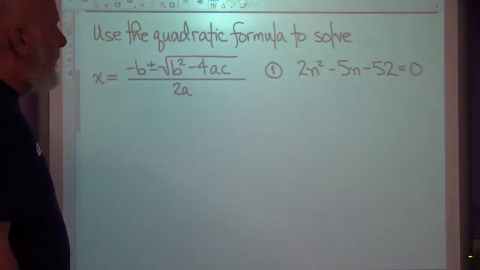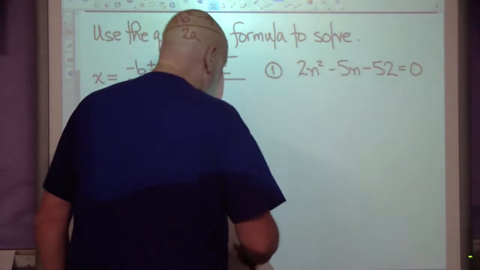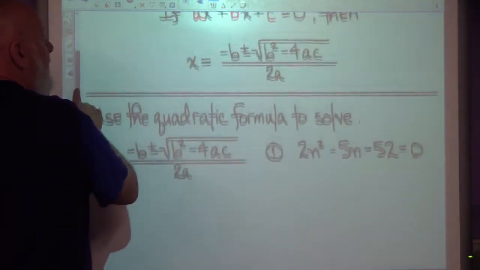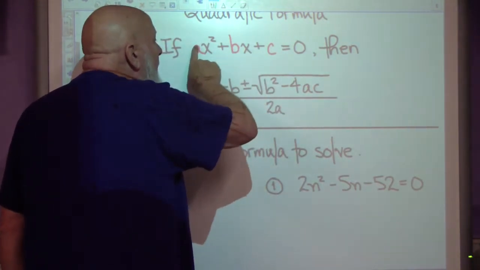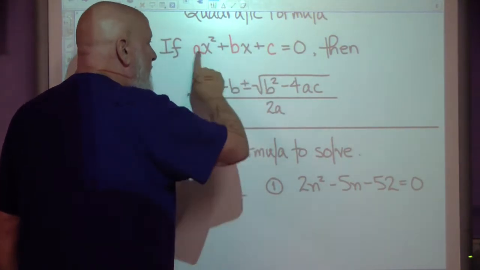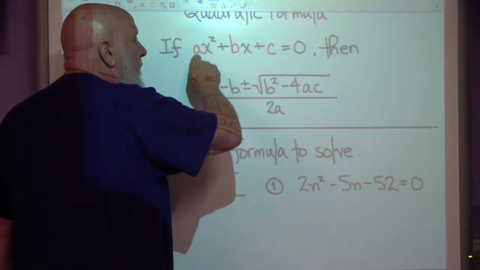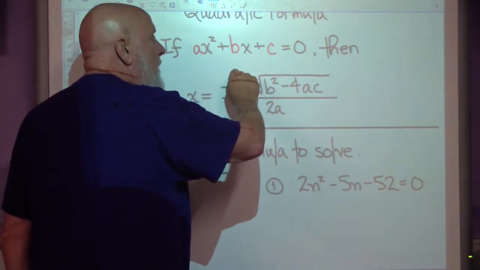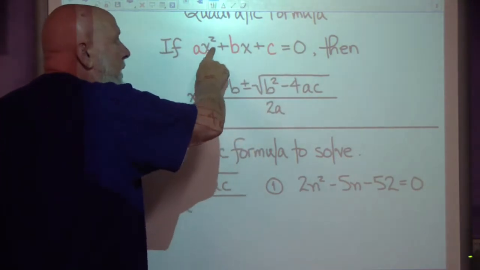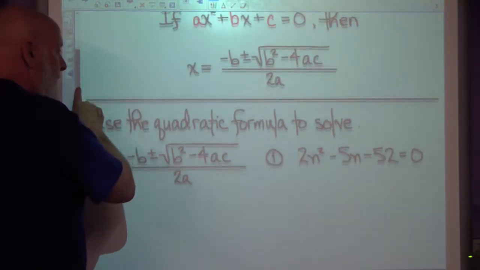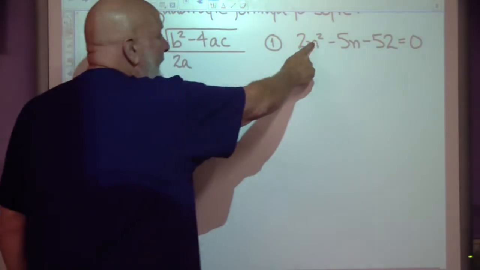Use the quadratic formula to solve. I want to recognize that in this case up here, our variable is an x. So the variable can be anything. A, b, and c are just the coefficients. A is the coefficient of the quadratic term, b is the coefficient of the linear term, and c is the constant. A, b, and c are going to be numbers. The variable doesn't have to be an x. In this case, the variable is an n.